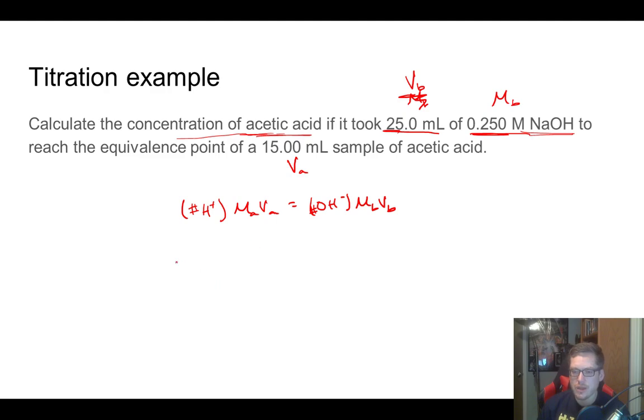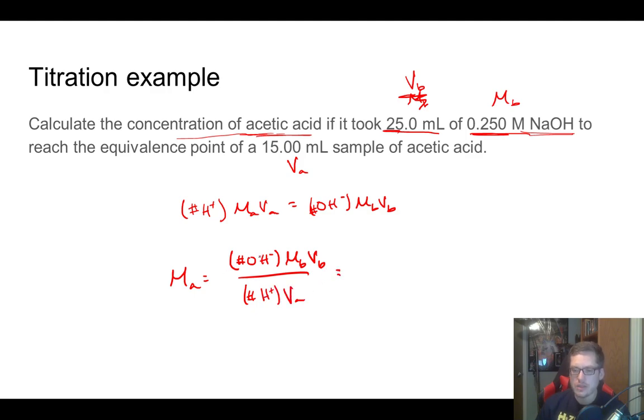So that means we're going to solve for Ma. Our Ma is going to be equal to, and we're going to divide over our Va and the number of hydrogens. So it would be equal to the number of hydroxides times Mb times Vb over the number of hydrogens times the volume of the acid, Va.